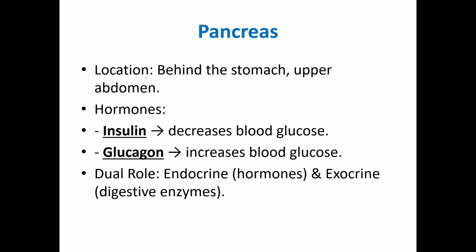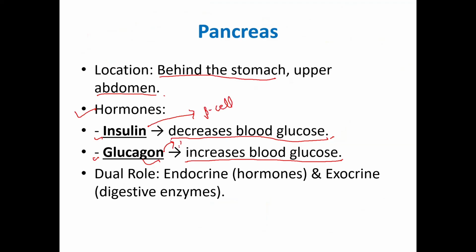So, location of the pancreas: behind the stomach, upper abdomen. Hormones released: insulin and glucagon. Insulin decreases blood glucose level and glucagon increases blood sugar level. Insulin is produced by the beta cells and glucagon is produced by the alpha cells. Alpha cells always make glucagon. Glucagon helps to increase blood sugar level, or you can say glucose level. Dual role: yes, the pancreas is a kind of heterocrine gland, acting as both endocrine and exocrine.